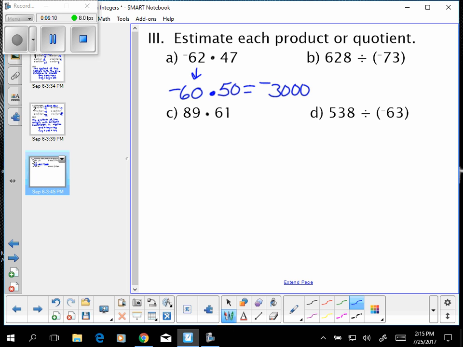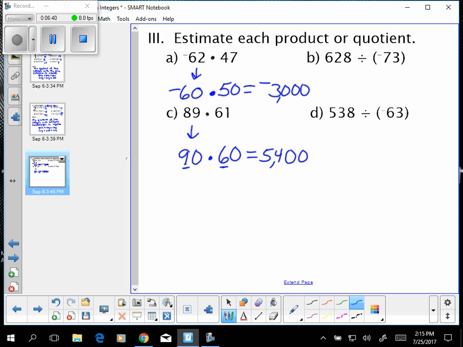I'm going to go to C instead of going to B. 89 is going to round to 90, and 61 will round to 60. 9 times 6 is 54, and then I have 2 zeros, so I'm going to get 5,400. If you want to put in commas, I would appreciate that.